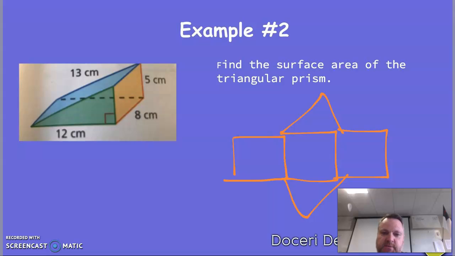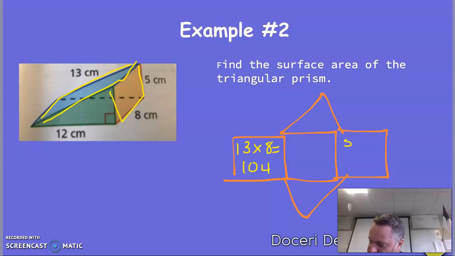Okay, so now as we unfold, let's start with this part. That is 13 by 8. So 13 by 8 is 4, carry the 2, 8 plus 2 is 10. So that's 104 for that particular section. And then now let's look at the back, which is 5 by 8. That's 40.